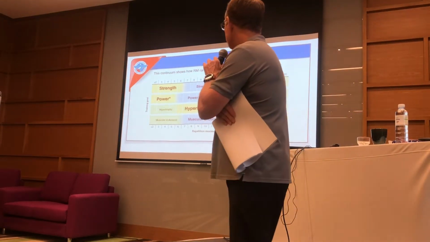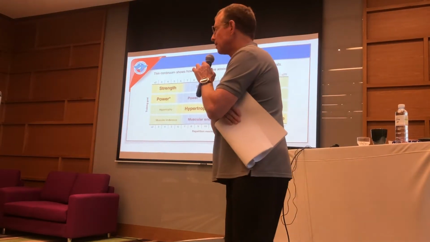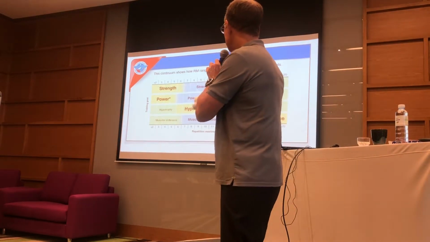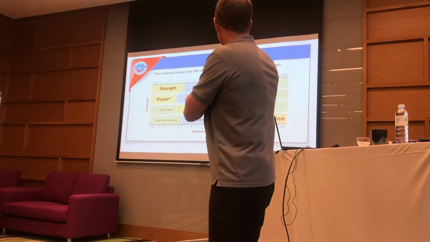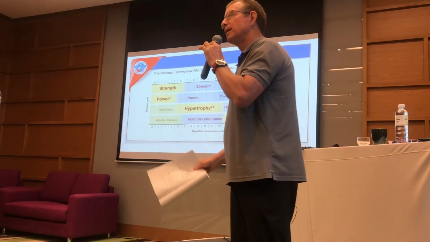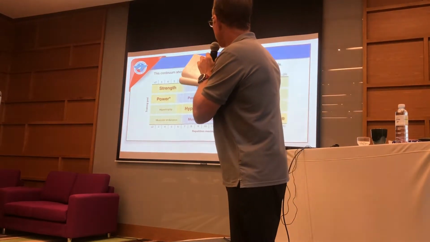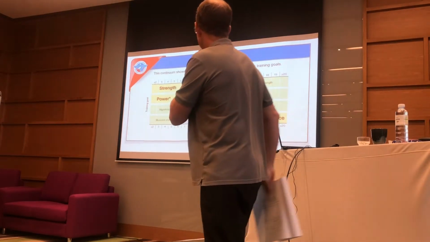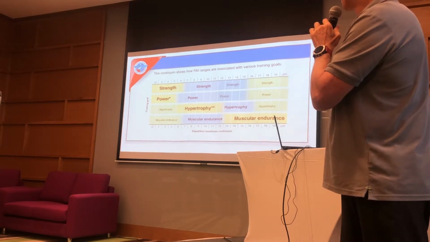Now you can improve any of these training goals, strength, power, hypertrophy, and muscular endurance, with any number of reps. I can improve muscular endurance with two reps. I can improve strength with 25 reps. It's not going to be as effective as if I would find my optimal number of reps according to the boldest and biggest letters up there.